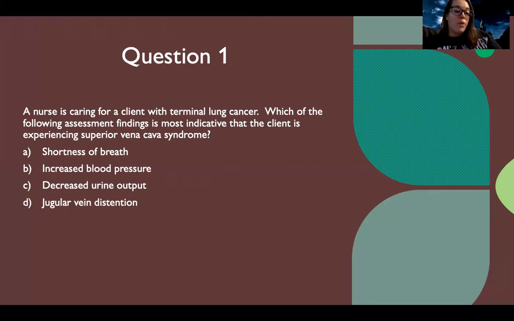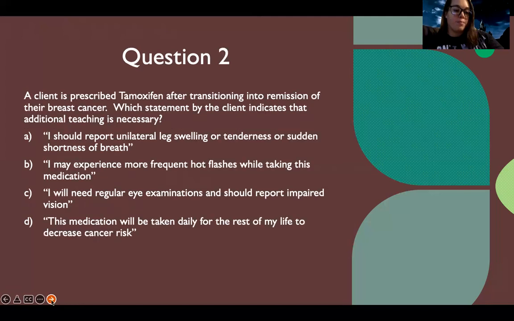Decreased urine output. Well, that's not good either. I definitely don't want that to happen, but that doesn't seem as specific or as related to the client having superior vena cava syndrome. Which leaves me with D, jugular vein distension, which is a common manifestation of superior vena cava syndrome. Remember, there's an obstruction here, so there's a backup of fluid into my neck and my face, and they have edema in that area. So D is the correct answer here.